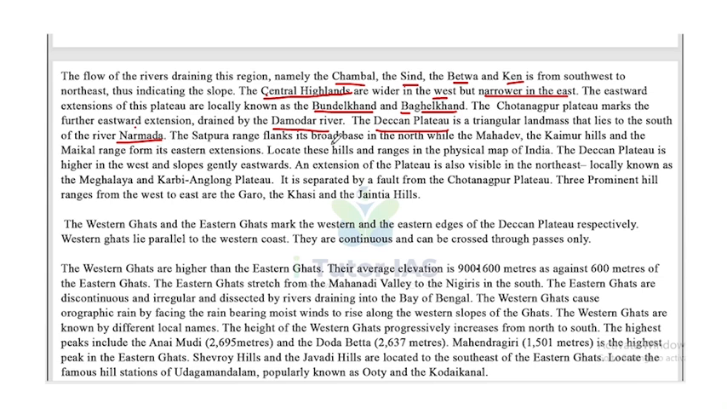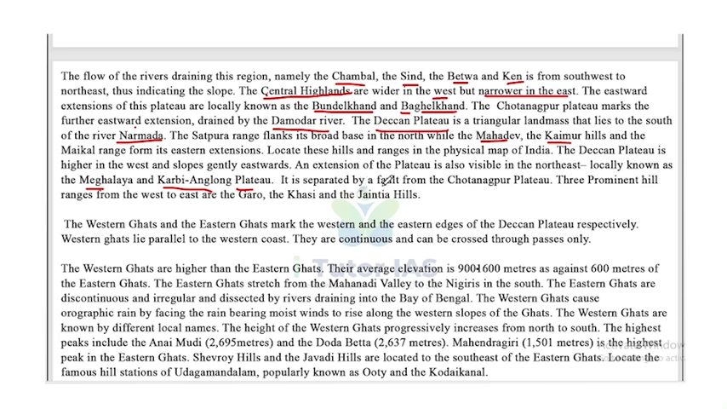The Satpura range flanks its broad base in the north, while the Mahadev, Kaimur Hills and the Maikal range form its eastern extension. Now, the Deccan Plateau is higher in the west and slopes gently eastward. An extension of the plateau is also visible in the northeast, locally known as the Meghalaya and Karbi Anglong Plateau. Okay, so its extension in the northeast direction is locally known as the Meghalaya and Karbi Anglong Plateau.